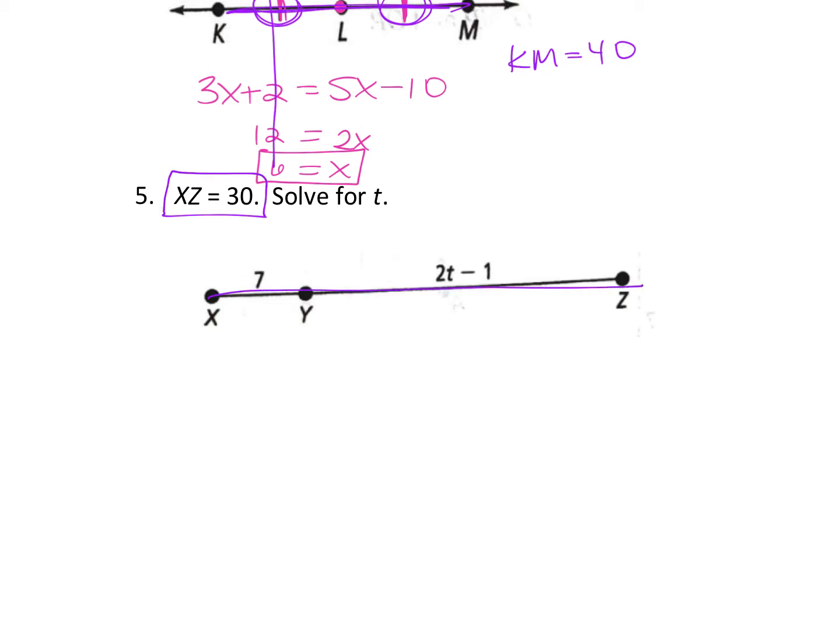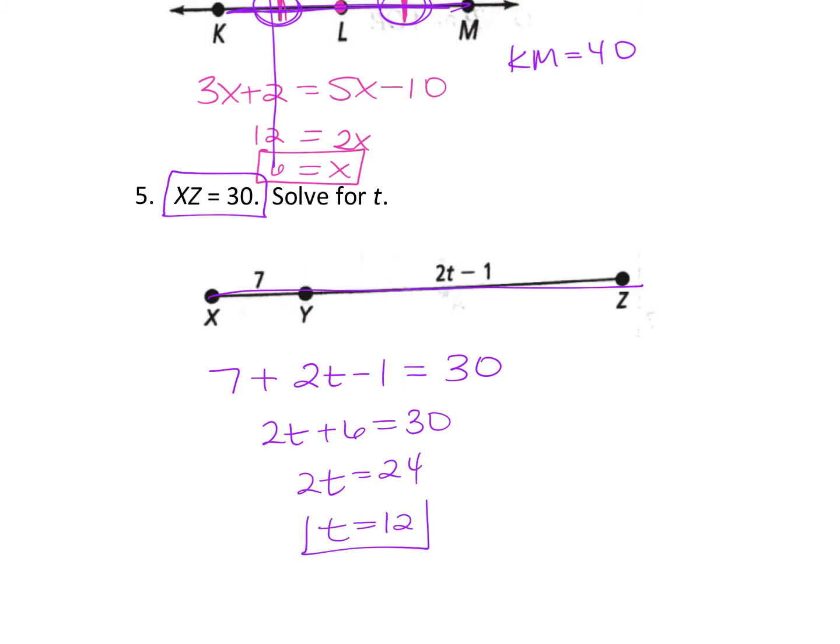7 plus 2t minus 1. Yes, you're both right. 7 plus 2t minus 1 equals the 30, right? Add them together, set it equal to the whole thing. So 7 minus 1 is 6, so 2t plus 6 equals 30. Take away the 6, 2t equals 24, divide by 2, so t is 12.